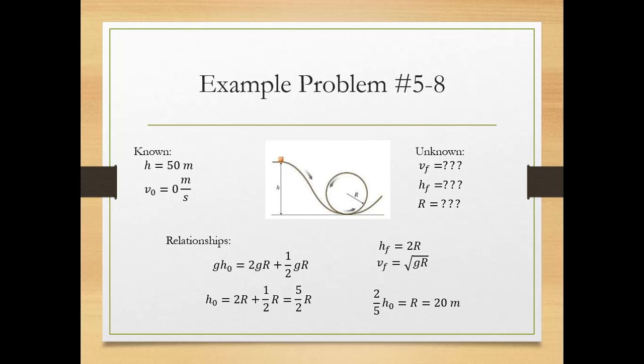So if you ever look at a roller coaster that goes through a loop and you wonder, why is the loop always smaller than the first hill? This is the reason why. It has to be smaller for you to continue around the loop.